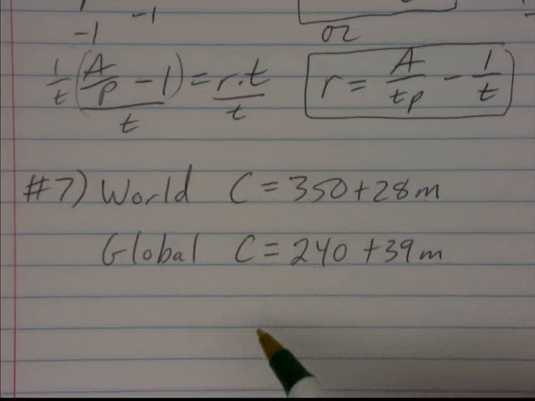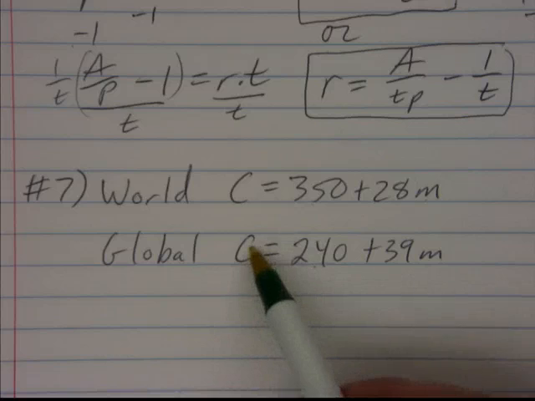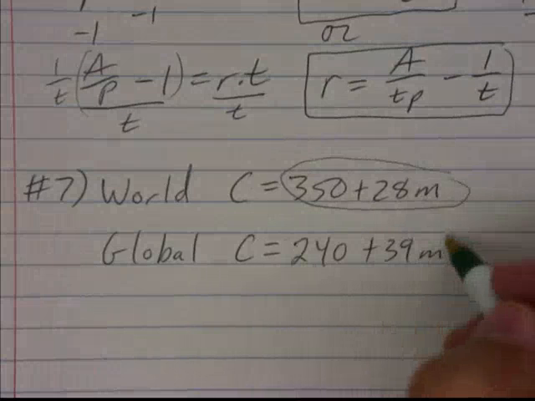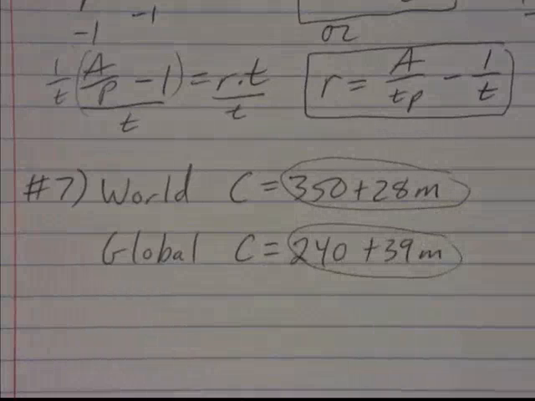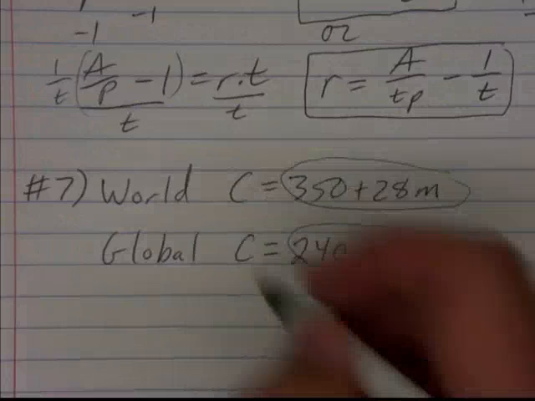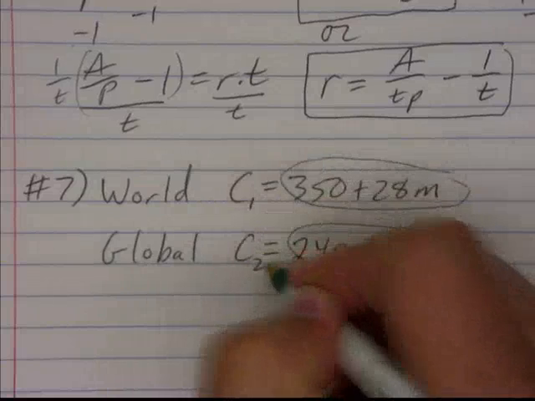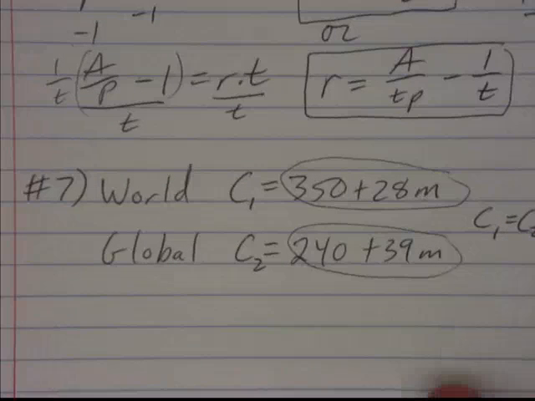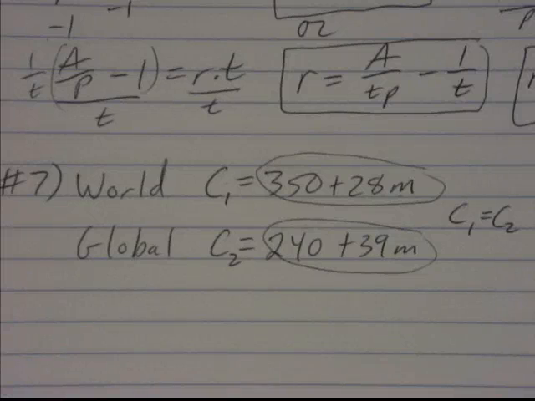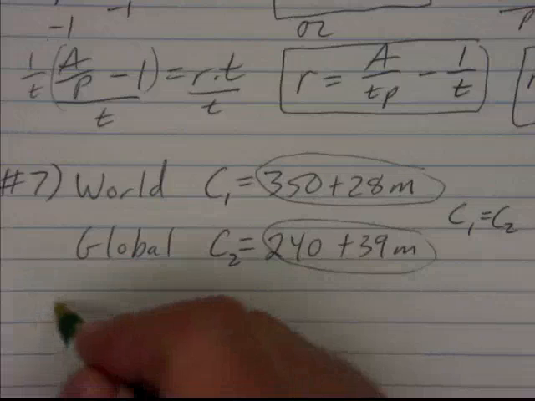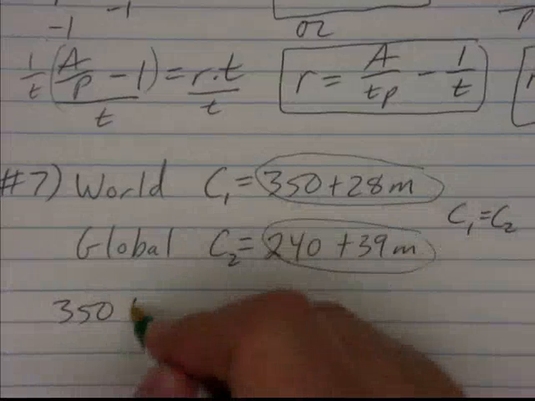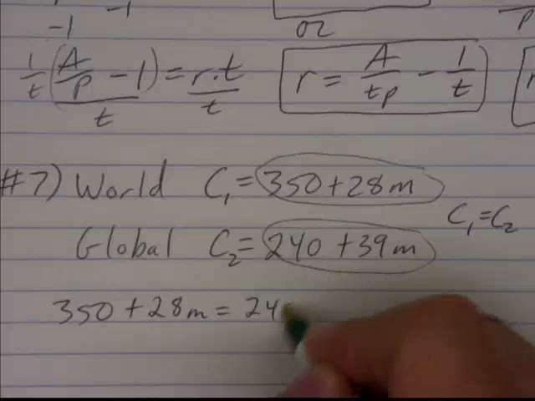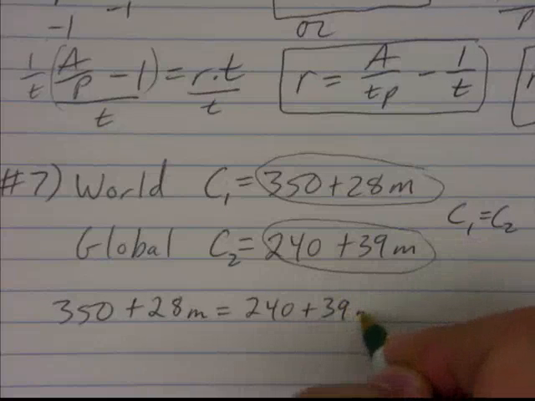After that month, world is going to be the better buy. So what we want is we want these two costs to be equal to each other, so we can set this part of the equation equal to that part, and that would make our two costs equal to each other. So if I said cost 1 and cost 2, and I want cost 1 to equal cost 2. All right, so when I do that, I'm going to get 350 plus 28m is equal to 240 plus 39m.